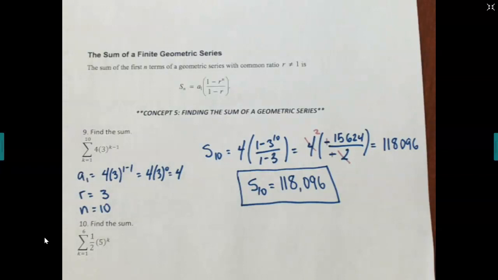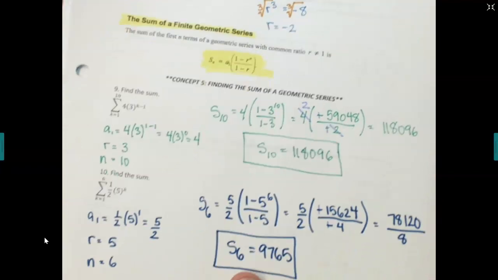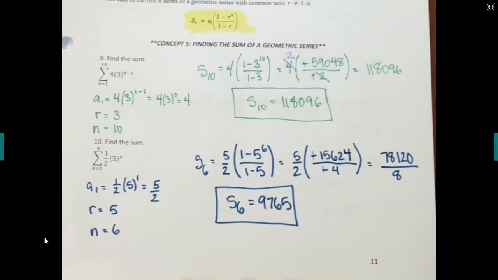Alright, last one, number 10, give it a try. I'm going to go ahead and show this answer here. Pause. Here you go. There is the answer for that last one. The sum of the 6 terms is 9,765.